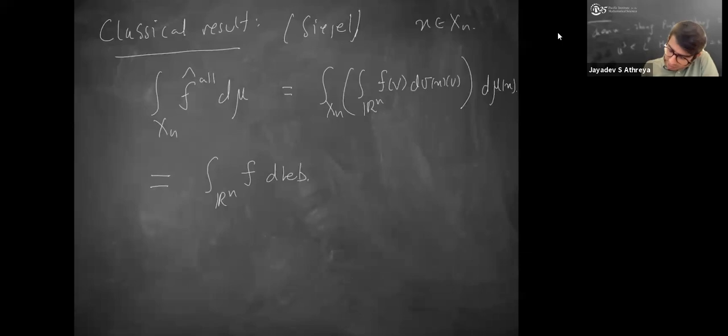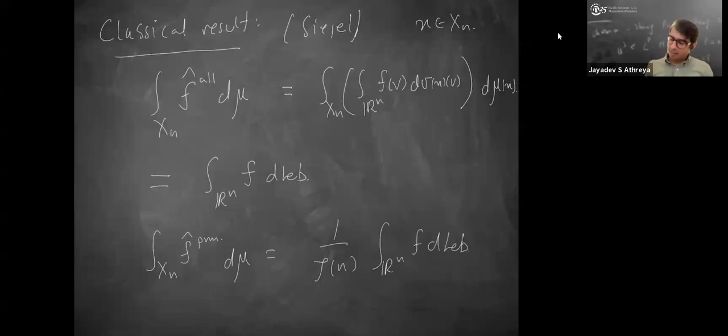And of course, you have this other classical formula, which says that the integral over X_n of f hat prim d mu is 1 over zeta of n times the integral over R^n of f d Lebesgue. So this is a result about, if you want to say, expectation. It's an L1 result. And so a natural question then is, okay, I have this point process. If I understand its expectation, if you're a probabilist, the next thing you want to do is to say, well, what can you say about its variance, right?